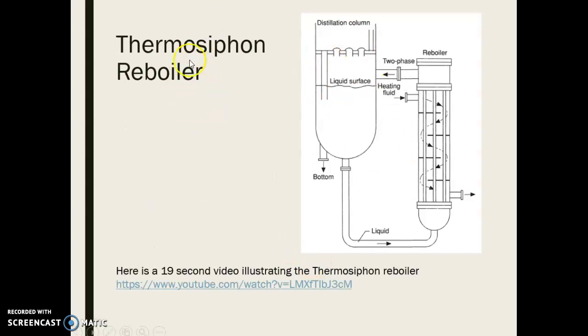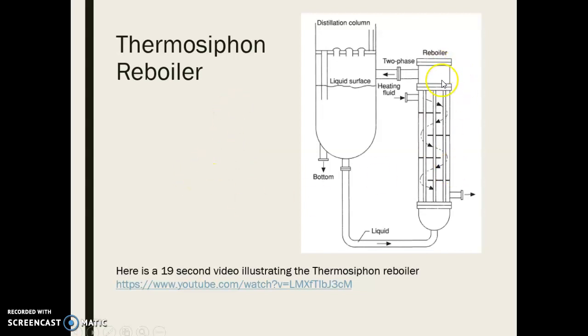Now I want to explain what a thermosiphon reboiler is. It's another type of heat exchanger, and it has two phases here, as you can see. What happens is the liquid falls down here and goes through the tubes, and the heating fluid circulates around them and comes out. Usually it's steam. It's a two-phase mixture, and it's discharged back to the tower, where the liquid settles back to the liquid pool, and the vapor passes up the tower.